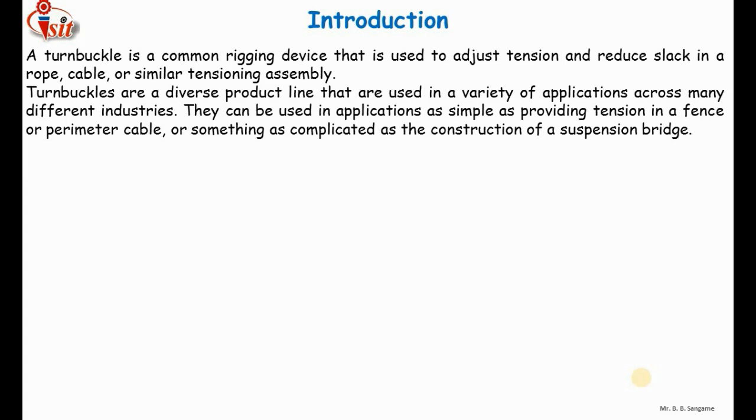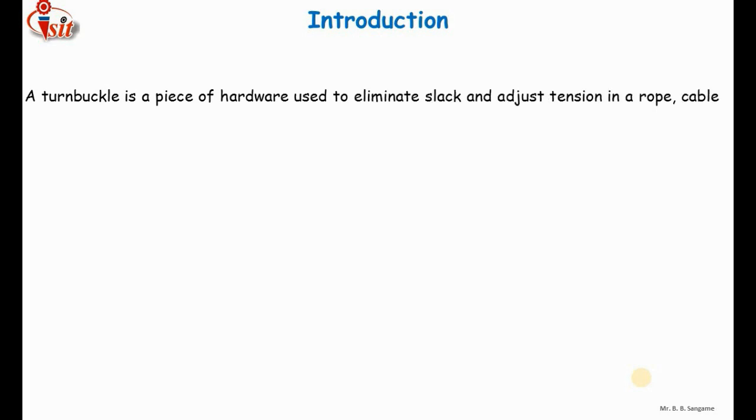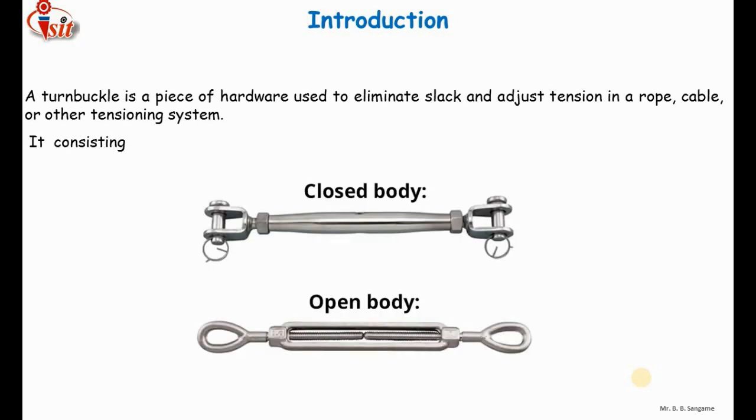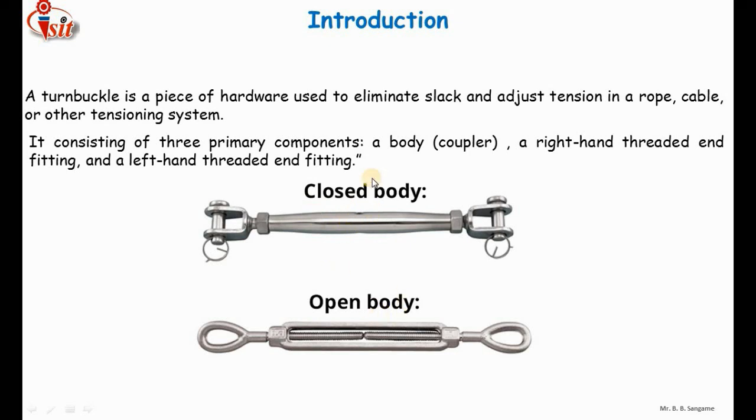Here you can see that a turnbuckle is a piece of hardware which is used to eliminate slack and adjust tension in a rope, cable or other tensioning systems. So you can see that it has very few components. Only 3 components are there. There are 2 types of turnbuckles: closed body and open body. Again, the middle part is called a coupler or a body, and left and right, these are the 2 rods which have left and right handed threads.